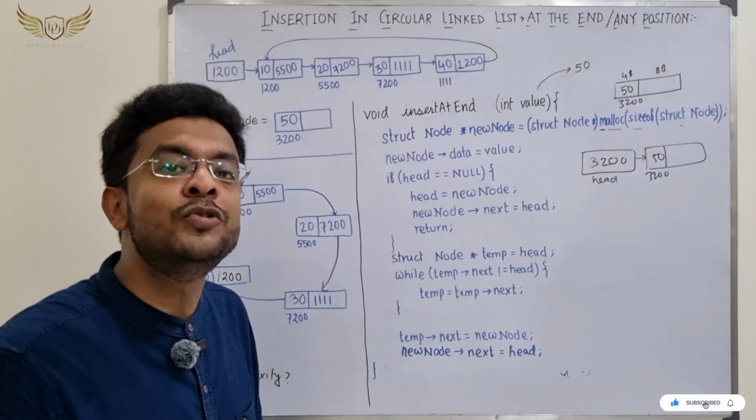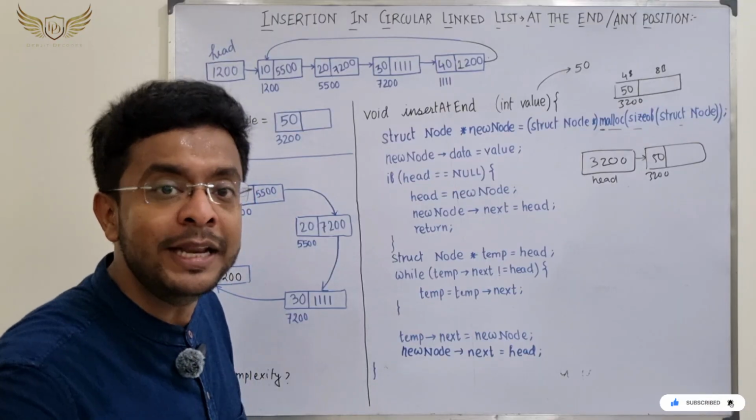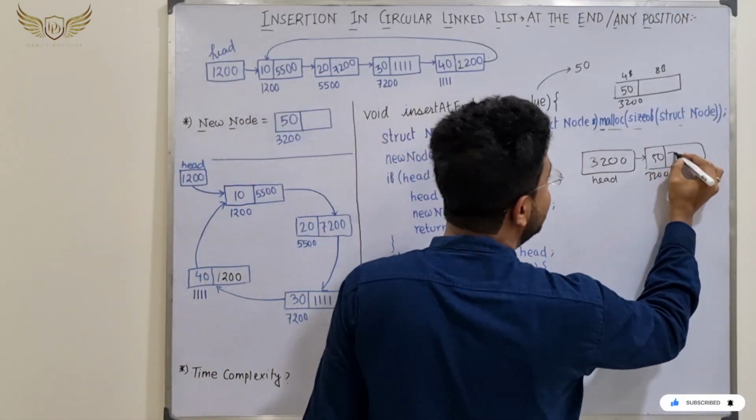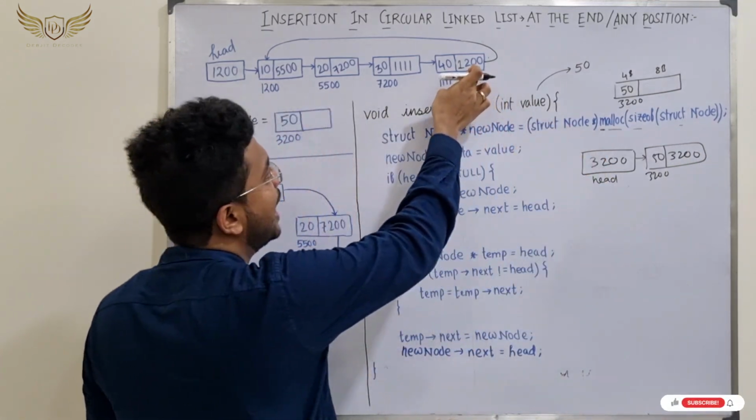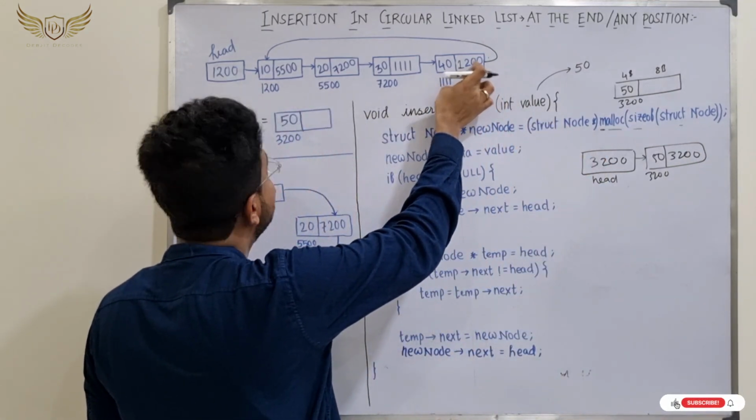So new node arrow next should hold what? The address head is holding. So it would be holding 3200. If you see, new node arrow next equals head. That's what is happening. The last node's next part is holding the address of the head.